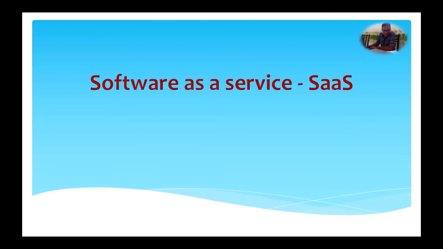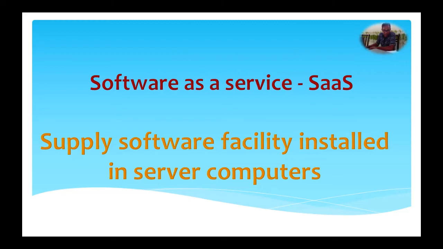And next we have software as a service. We know that we can download software from the internet, but here it is not so. Without downloading or installing on our computer, we can use some software online. If I want to edit my image, I need software like Photoshop or Illustrator, but I don't have that software on my computer. I can directly log into the internet, get that image editing software and do my work. This service is called software as a service, that means supplying necessary software through the internet.